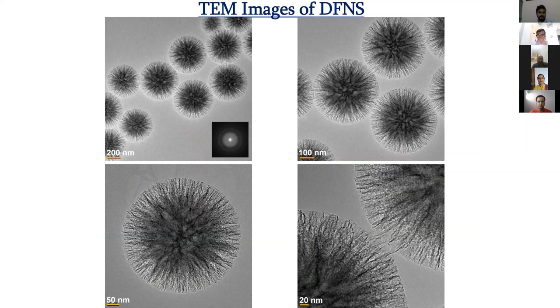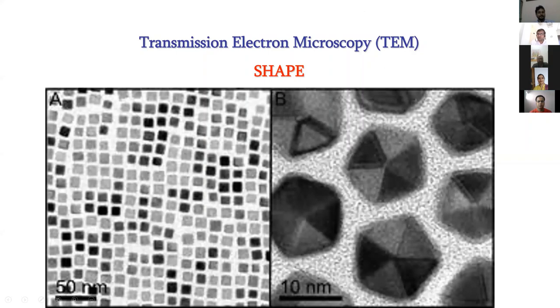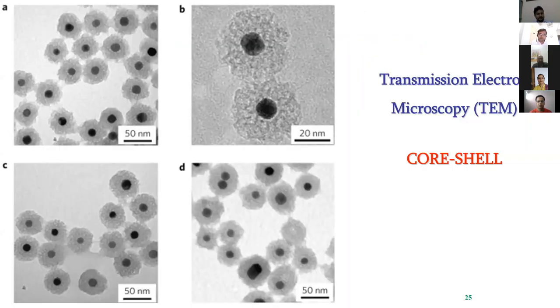You can see the nanorods, and you can also see the shapes: these are cubes, these are pentagonal bipyramidal shapes of the nanoparticles. If the materials are made up of two different things, like gold and silver, then I can also differentiate which one is gold, which one is silver, and where, in such a core-shell type structure. There's also a technique called scanning electron microscopy.